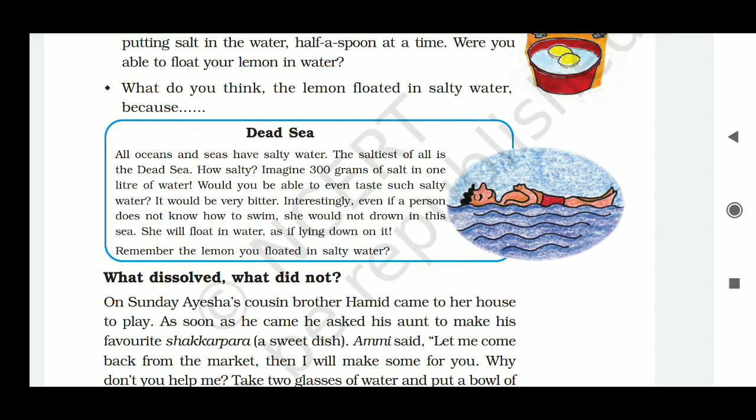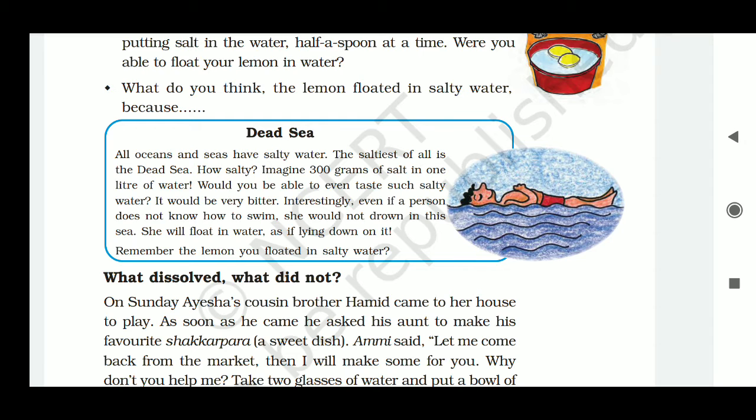So when we talk about the saltiest of all, it is the Dead Sea. How salty? Imagine 300 grams of salt in 1 liter of water. Would you be able to even taste such salty water? It would be very bitter. Interestingly, even if a person does not know how to swim, she would not drown in this sea. She will float in water as if lying down on it.